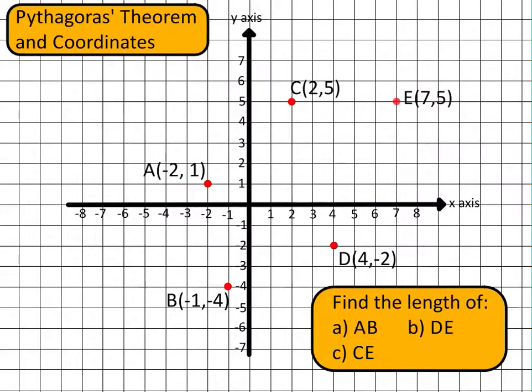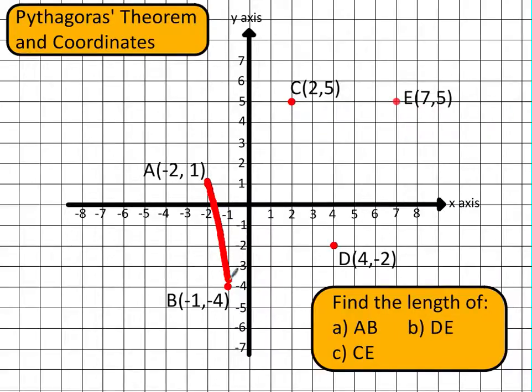Now this last example is quite challenging. It involves some coordinates. Now we're going to find the length of some of these lines on this coordinate grid, so let's get started. The first one is AB, so from A to B. Now if you find those 2 points, let's draw a little line there between the two. What we're trying to do is find the length of that line.